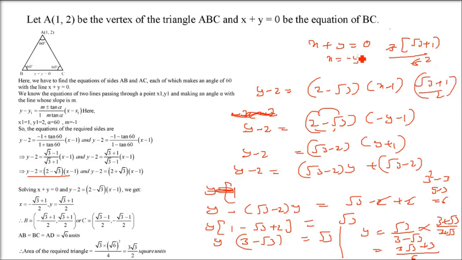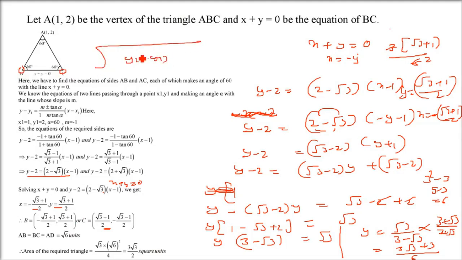This is your y. What is x? x is minus y. So if this is y, x will be the negative of this. y will be root 3 plus 1 by 2, x will be negative of root 3 plus 1 by 2. So now these x and y, x1, y1, you got here. Now similarly you will take x plus y and the other equation. So these 2 points are known, that is, B and C are known.